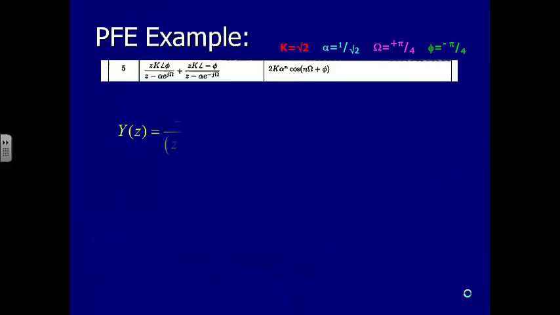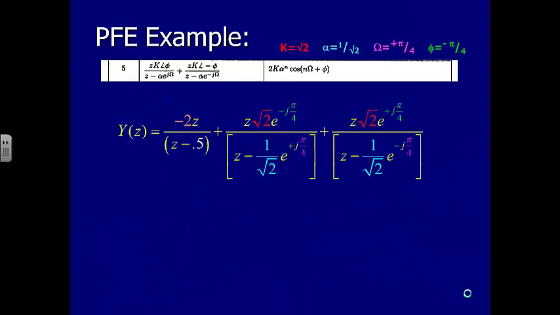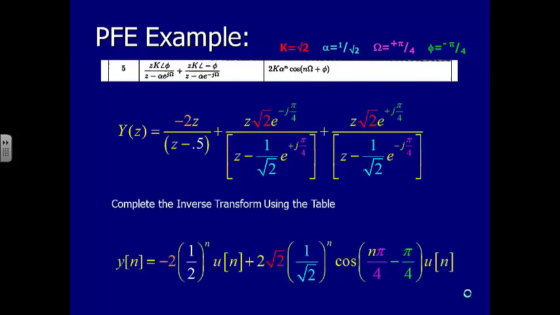So knowing that, I just plug in those values into the inverse transform form, and we can inverse transform using the table, and get this form. Okay, so just be careful with the matchup. That's the hardest part there.